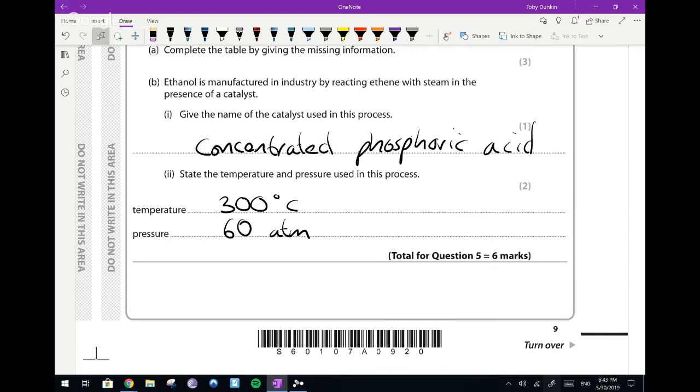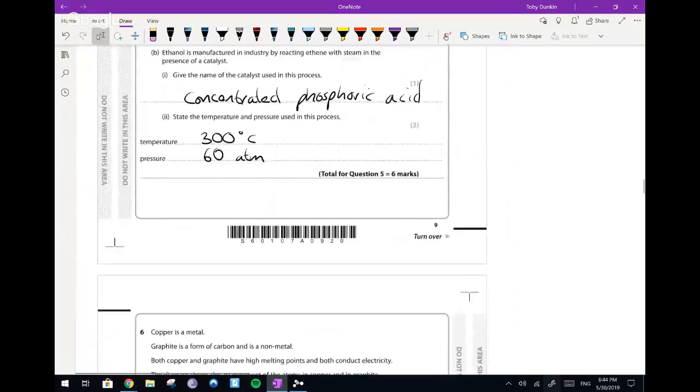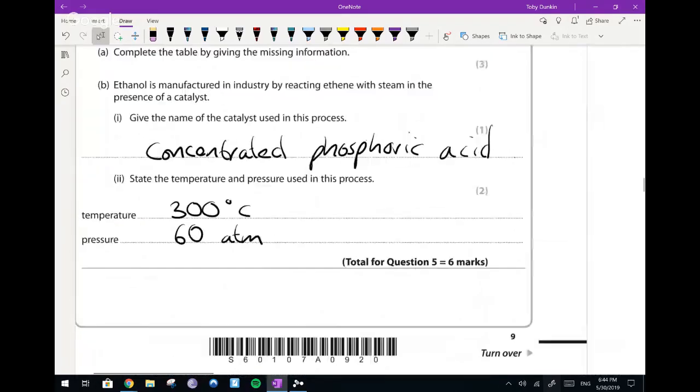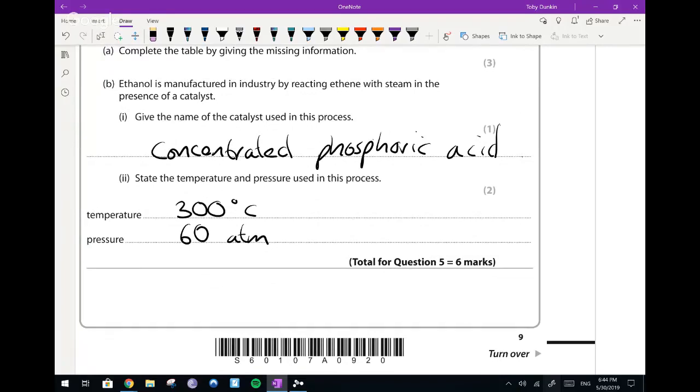Nice and easy. Now, just to quickly mention, students often ask, has the Haber process gone? And the answer is it has. However, they are expecting you to be able to get given conditions and be able to understand why those conditions are chosen. So I'll talk about that a little bit later. But those conditions, guys, you've got to know.